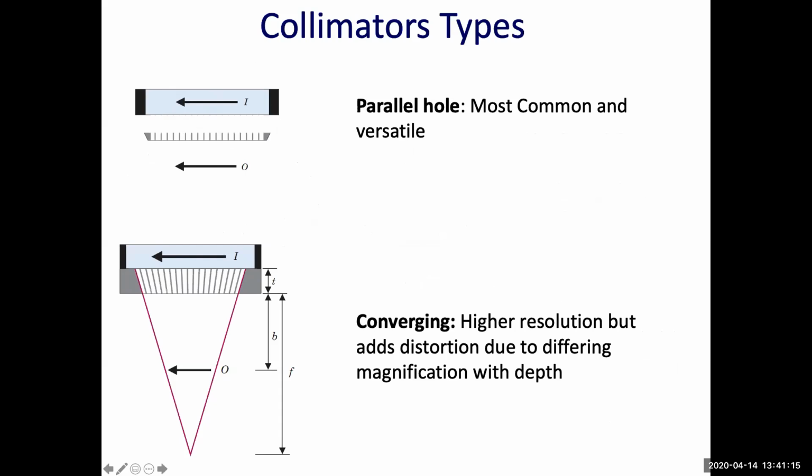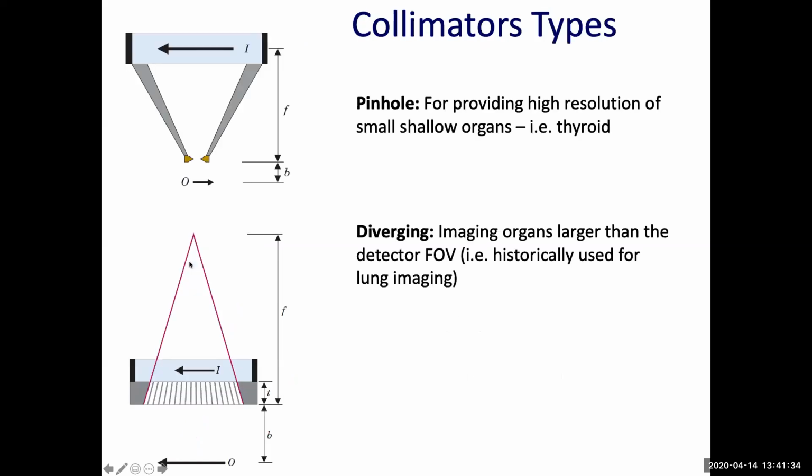In the past, we used to have a converging collimator also. The convergent collimator gives high resolution, but adds distortion due to different magnification with depth. It is used to image a small organ, so it magnifies the small organ, and this affects the image quality. We also have the pinhole, providing high resolution for small shallow organs, mainly used for thyroid scan. And we also have the diverging collimator, for imaging organs larger than the field of view. This was used historically for lung imaging when the detector was small. So we needed to image the lung, which is bigger than the collimator, and we used the divergent collimator.